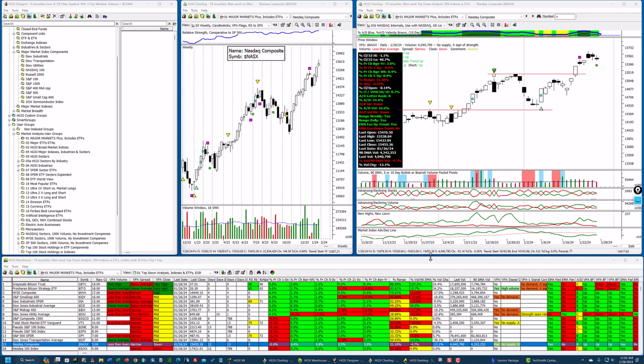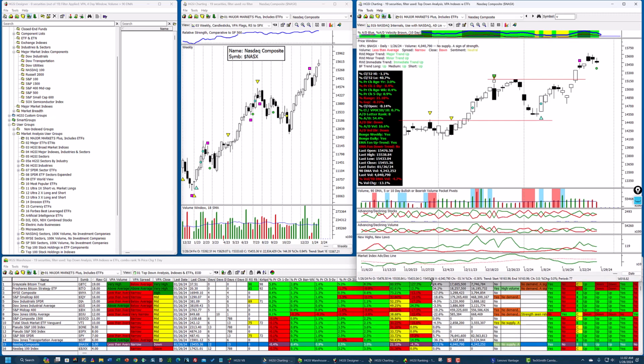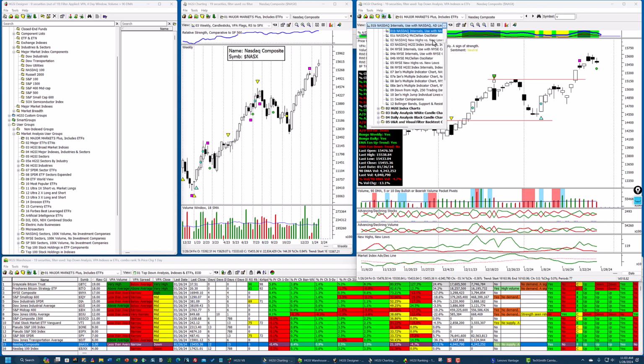Now let me bring this chart down here. So you can see that looking here, the trends are all up. It is stalling a little bit, but I just don't see a great deal of deterioration yet. Let's take a look at some of the other charts that I have in here.